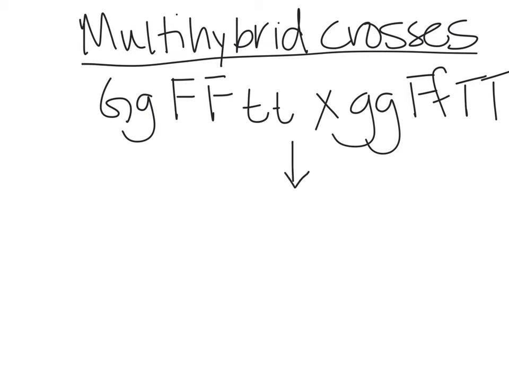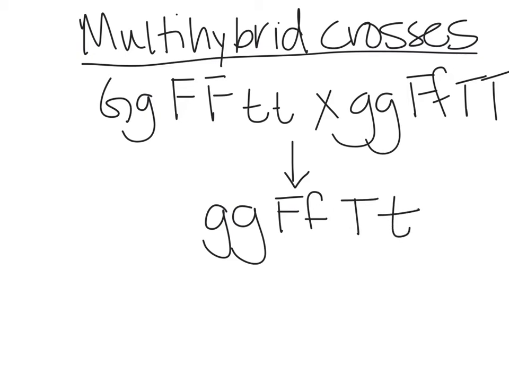First we have to ask our question: what is the probability of having an offspring little g, big F, big T? That's our question. How do we solve this? Well, we can draw individual Punnett squares to come up with individual probabilities and then multiply them together. We want all of these things happening together.